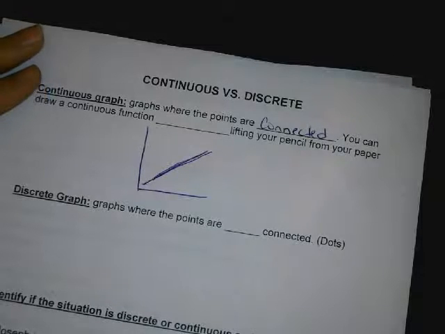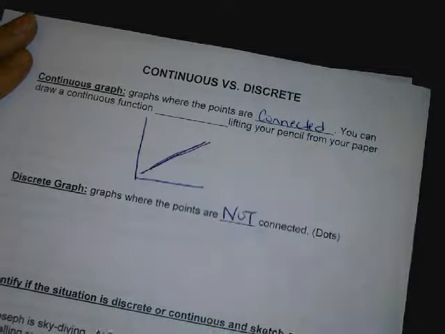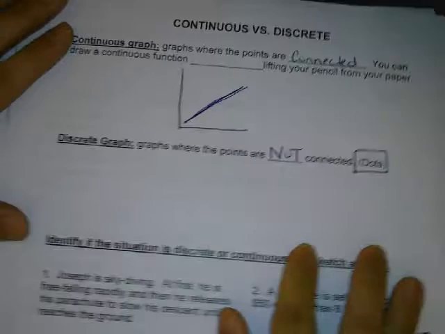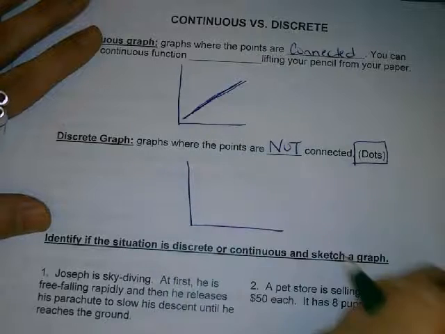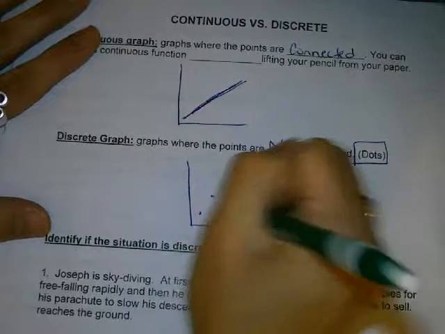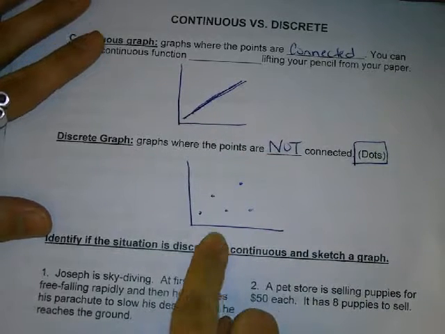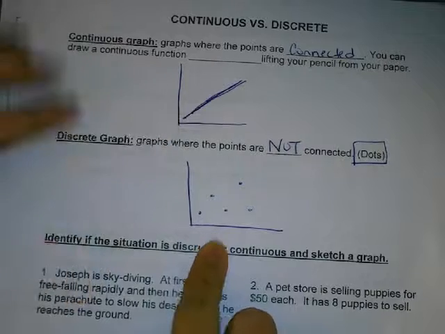Now, discrete graphs are where the points are not connected. They're dots. Just remember dots. Sometimes you'll see them as an X. So, for example, you might see something like this. Alright, a graph like that would be called a discrete graph. A continuous graph is where you do not pick up your pencil from one point to the other.